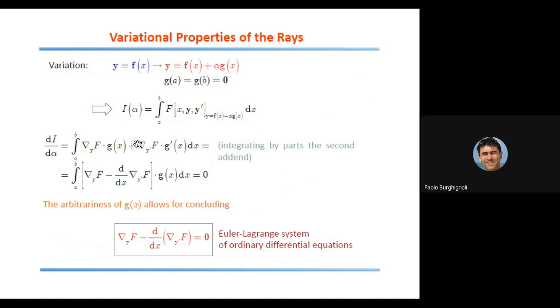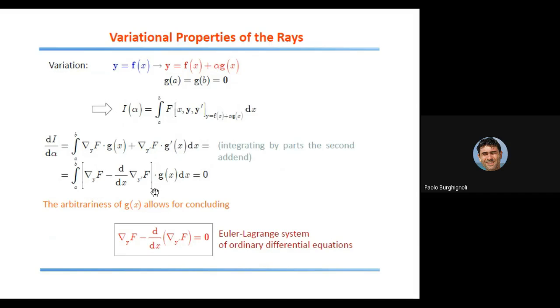And in particular, the latter addend can be manipulated by integrating by parts in order to shift the derivation from the function g to the gradient. If you do that, you will be able to factor out the quantity g, which was, by the way, arbitrary. And you will discover that if you enforce the condition of stationarity, that is, this derivative on the left-hand side must be equal to 0 to have stationary points, and if you want this to be true for any choice of your function g, then you must conclude that the quantity in brackets inside the integral must be equal to 0.